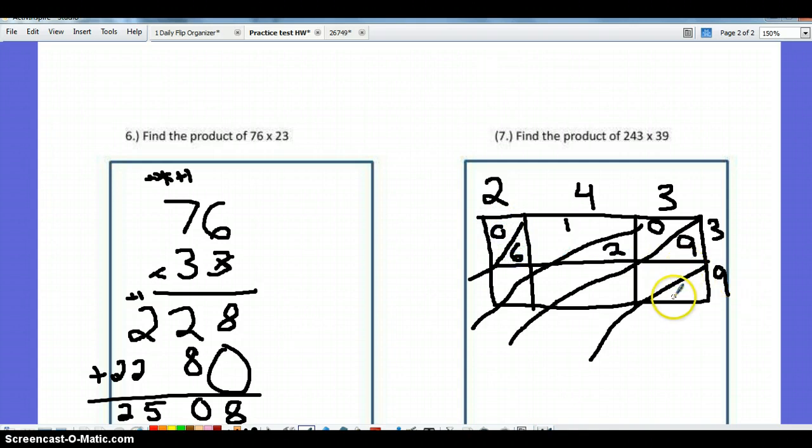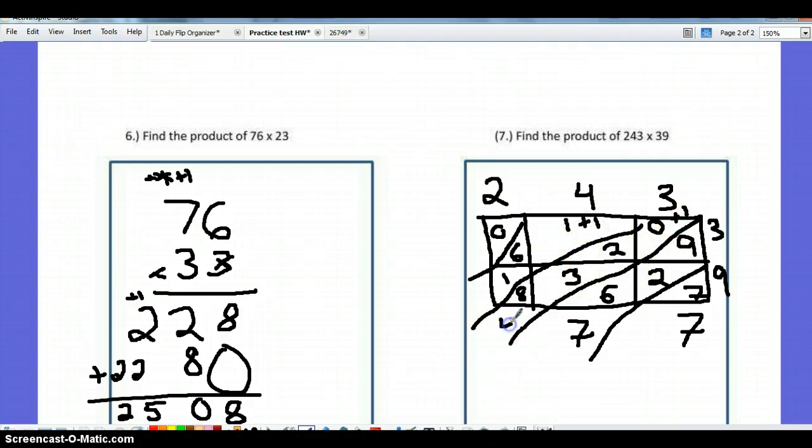Then 9 times 3 is 27. 9 times 4 is 36. And 9 times 2 is 18. Now again, look at your diagonals and just add them, and make sure you're adding from right to left. I bring down my 7. I add 6 plus 8 plus 9, which is 17, which means I need to carry a 1 and bring down my 7. Then I add 8 plus 3 plus 2, which is 13, plus 1 is 14.